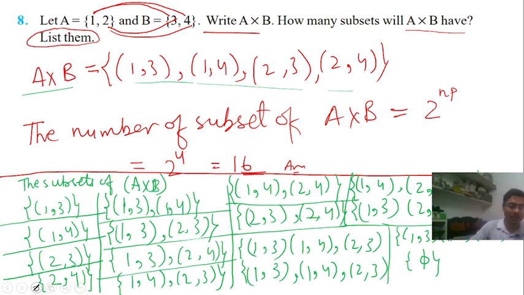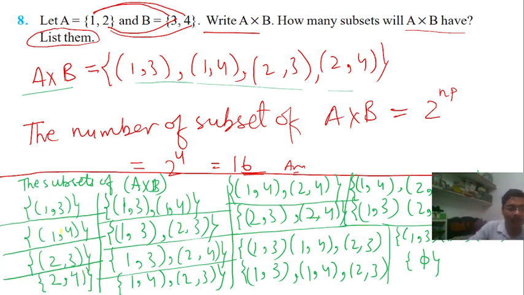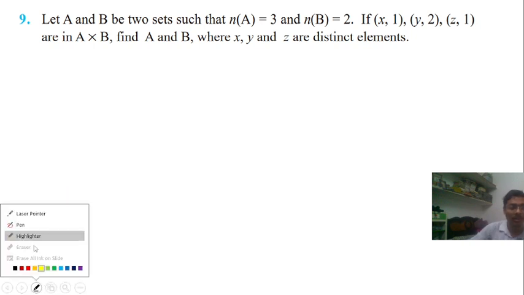So if we try to count the number of elements here, we'll have 16 elements, because we already told you: 1 2 3 4 5 6 7 8 9 10 11 12 13 14 15 16. So we'll have all the 16 subsets of A cross B by the formula, and we also listed them. Coming to question number 9 here.